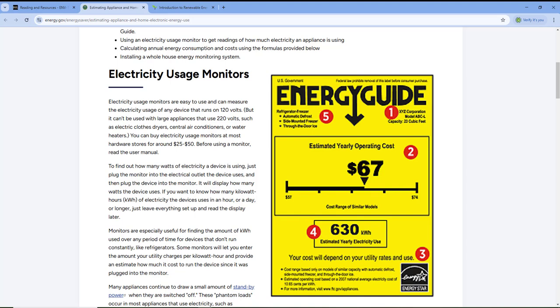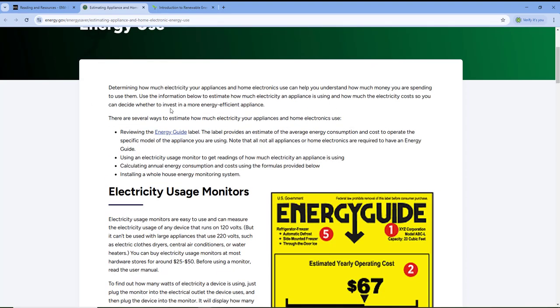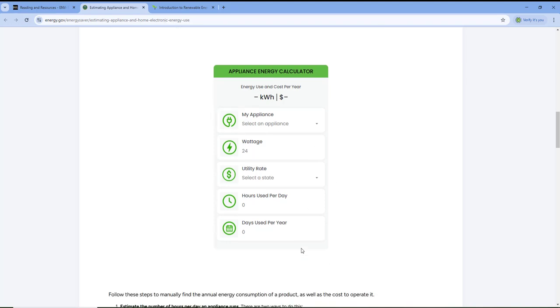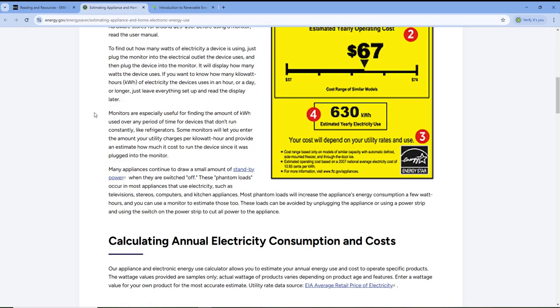Okay, so we always want to look for an Energy Star appliance in our purchase, and then make sure that yearly operating cost, try to look for the lower number, because it will cost you a lot less to run over the year, and so it'll be saving you money in the long run. Okay, so you can learn more about that here, as well as being able to calculate an appliance's energy, how much it'll cost you. Okay, so that'll give you an idea.